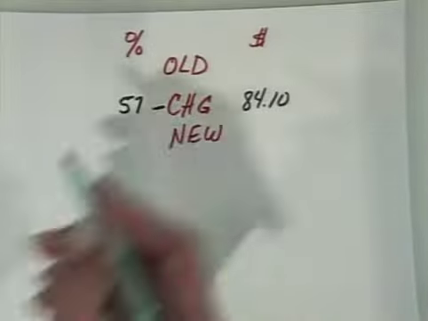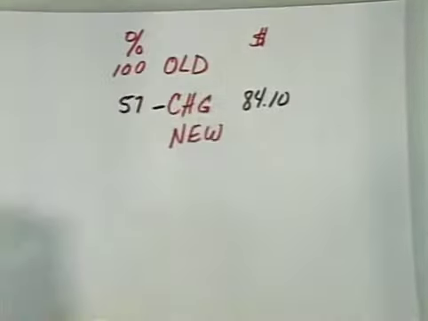That's right. We always start by putting 100 by old. When we know that that change was a decrease, is there a way we can calculate the percent for new? Sure. We're going to subtract. We're going to go 100 minus 57, and what number are we going to get?